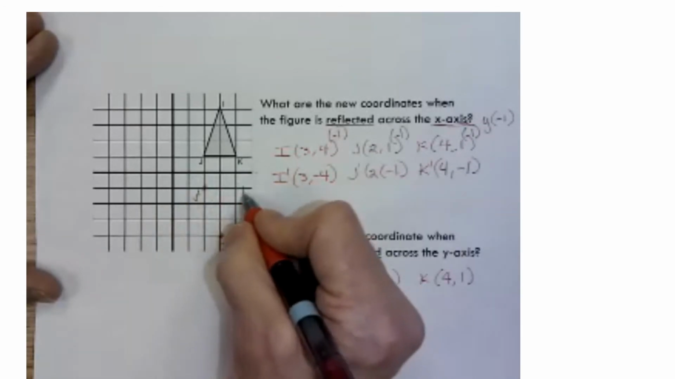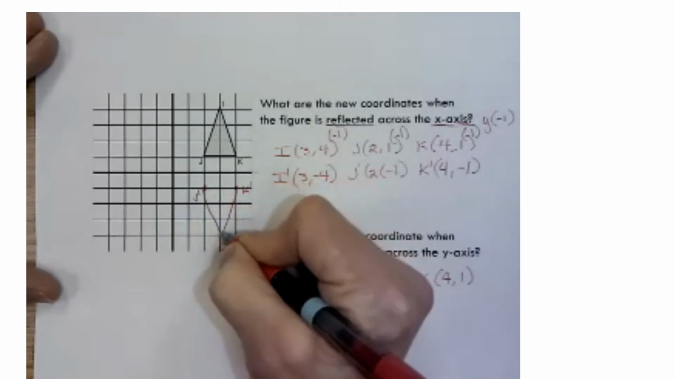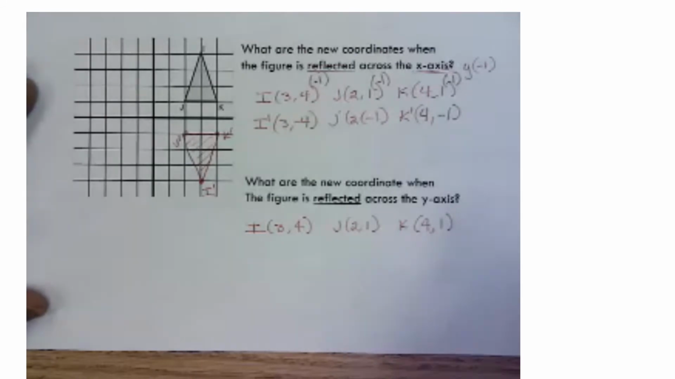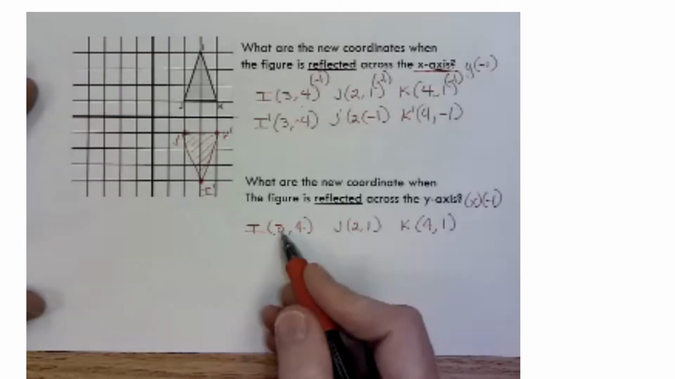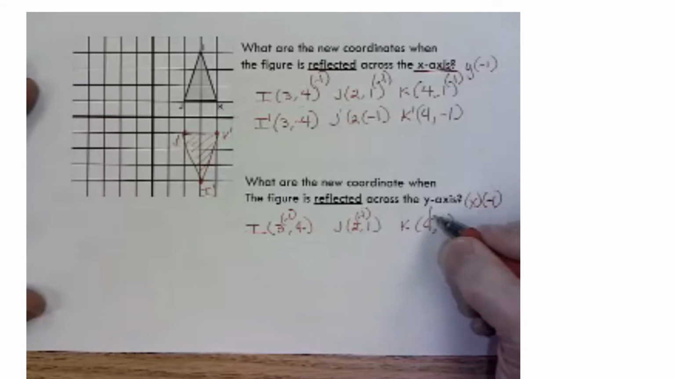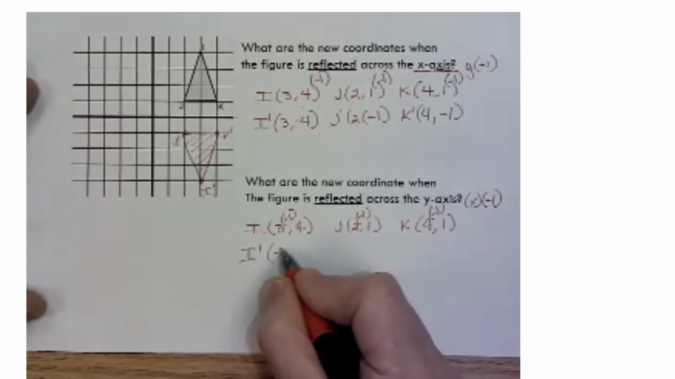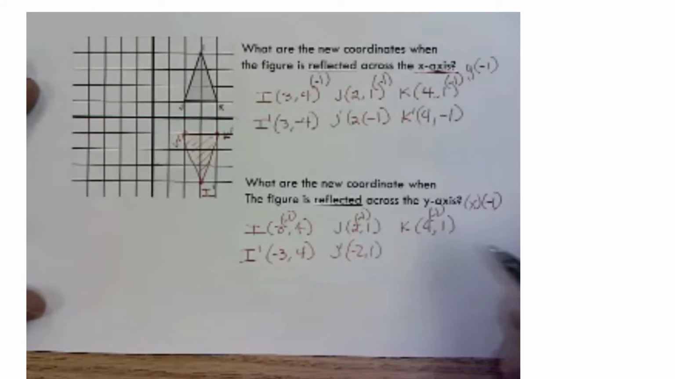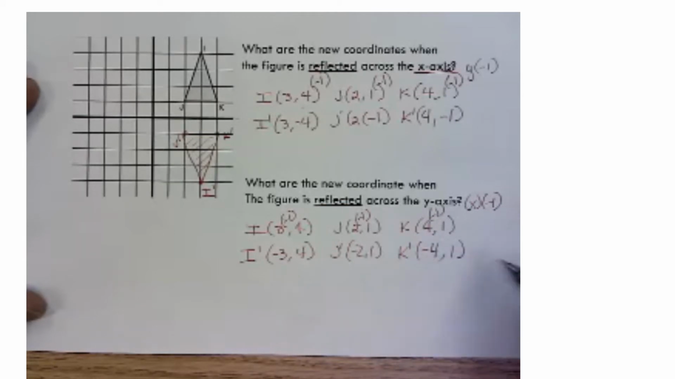And K1 is at 4, -1. And now we have our reflection across the x-axis. When we reflect this across the y-axis, we're going to multiply our x by -1. So here we're going to do 3 times -1, 2 times -1, and 4 times -1. So I1, 3 times -1 is -3. For J1, 2 times -1 is -2. And our new K1, 4 times -1 would be -4.